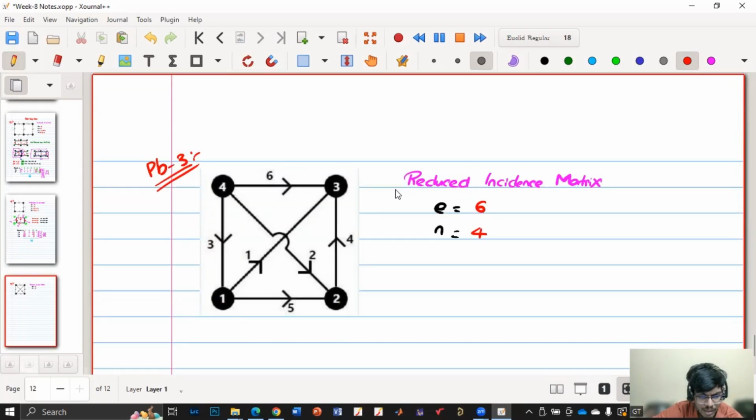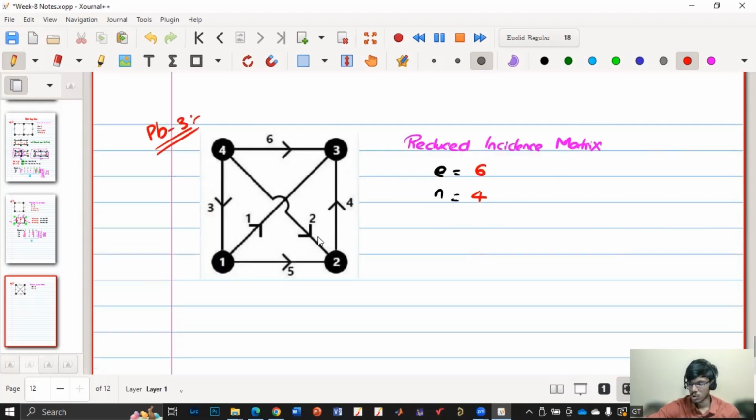Whereas a reduced incidence matrix is dependent on nodes. So there is no point in considering any tree because we are applying at the nodes. So no need to mention twigs, no need to mention links. So tree, co-tree, you need not mention. That's why they have not mentioned. So here what will we be doing?